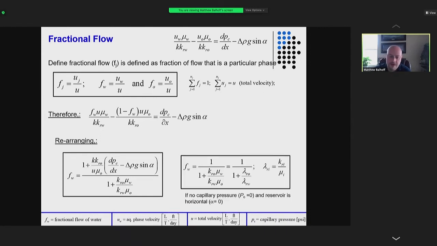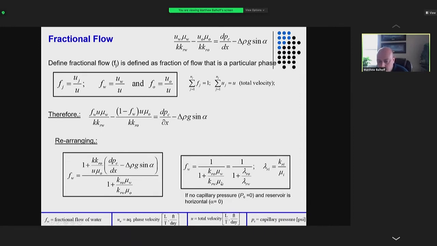You can simplify this in the special case where capillary pressure is zero and gravity is zero, so the dip angle is zero, or the densities are equal, but usually the dip angle is zero. If that's the case, then this equation simplifies this way. And that's a much simpler equation. So if you know the fluid viscosities and you know the relative permeabilities, then you can plug it in and get that.